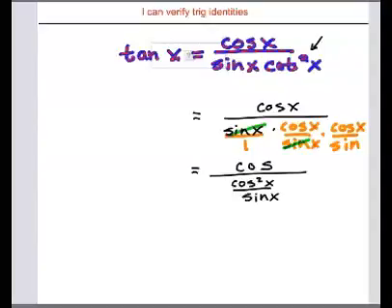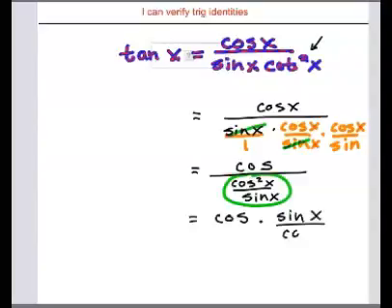Well, now I have one of these situations where I have a fraction within a fraction. So I'm going to multiply by the reciprocal. I'm going to take cosine times the reciprocal, so I'm going to go sine over cos squared. I'm really not even paying attention to the other side. We definitely want to make it one term, but I'm just trying to simplify it really.